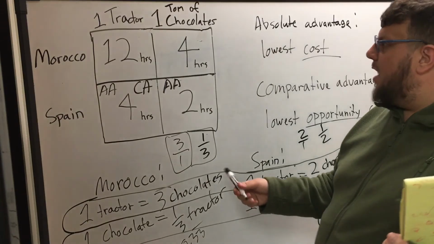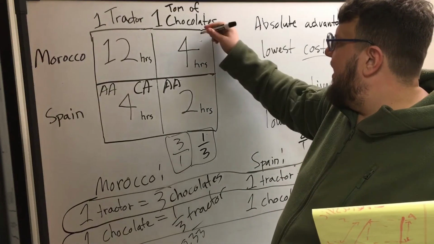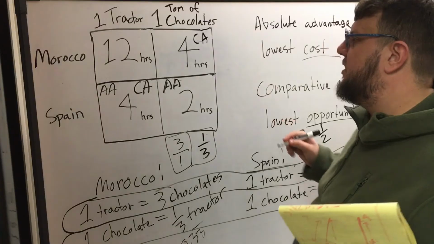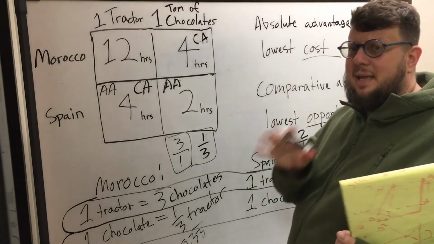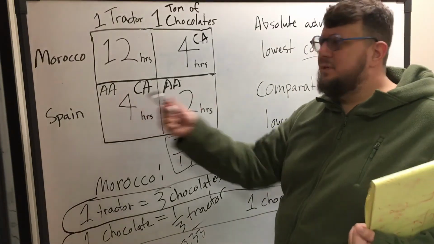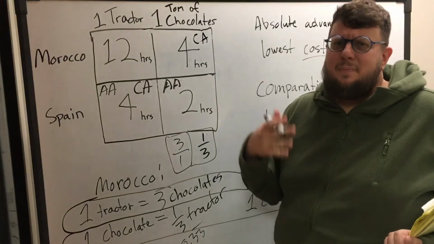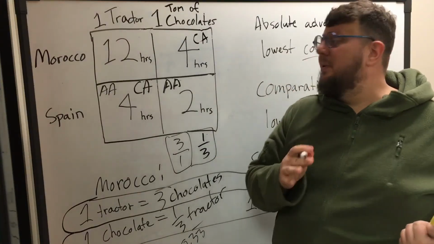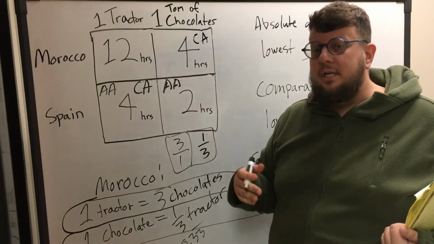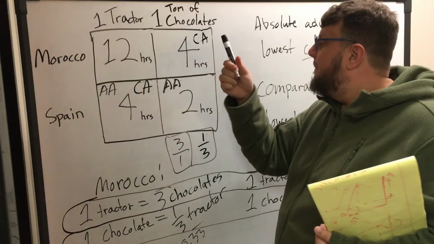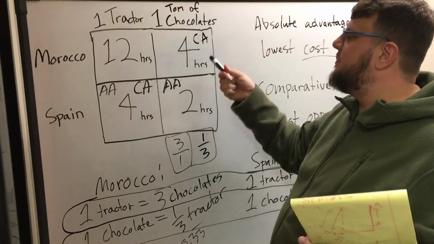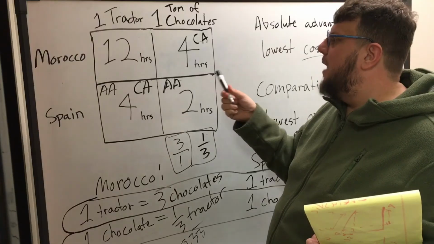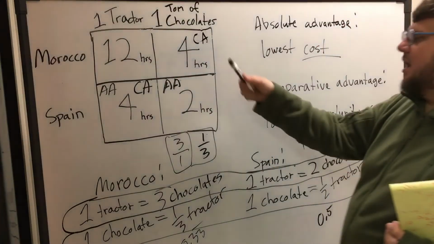So that would give Morocco a comparative advantage in chocolates, which is very interesting because at the beginning of this video, we noted that Spain was better at everything, which means maybe Spain should make everything. It's not so. Morocco can still help out both countries by specializing in chocolates because they give up less of a tractor in order to make chocolates.